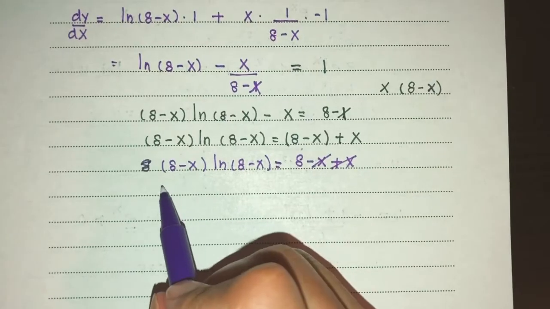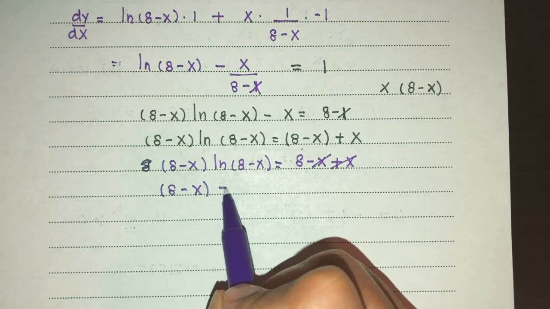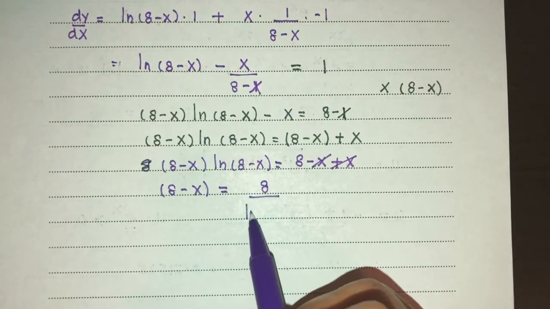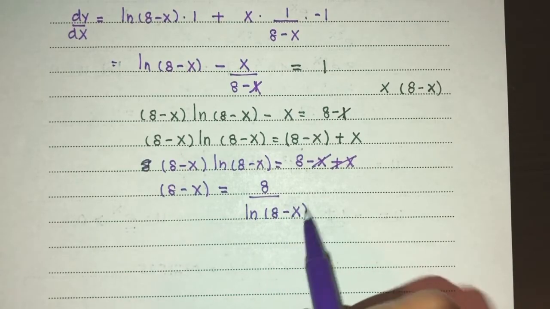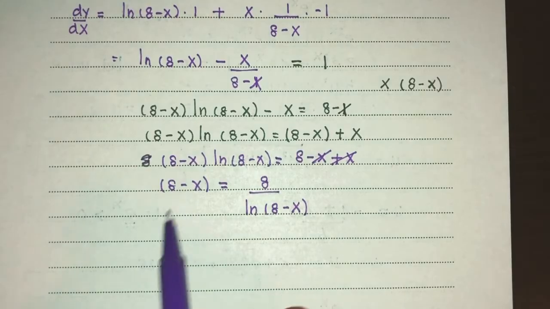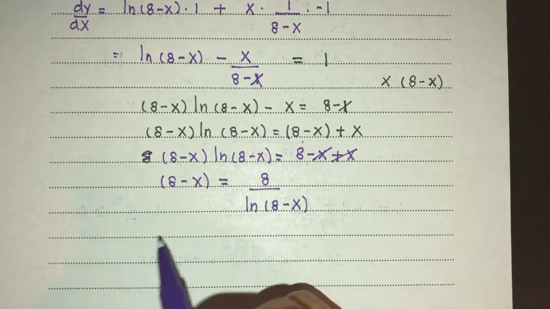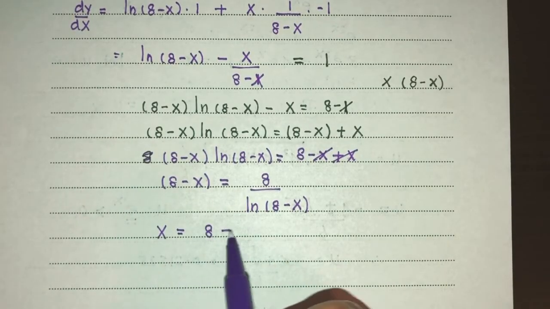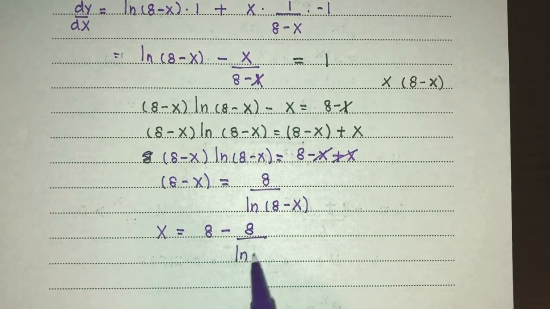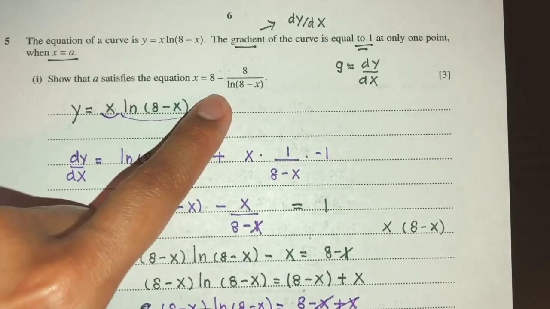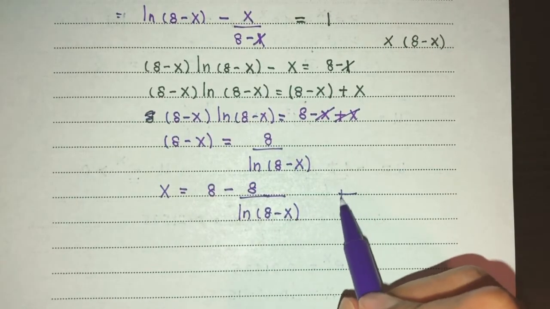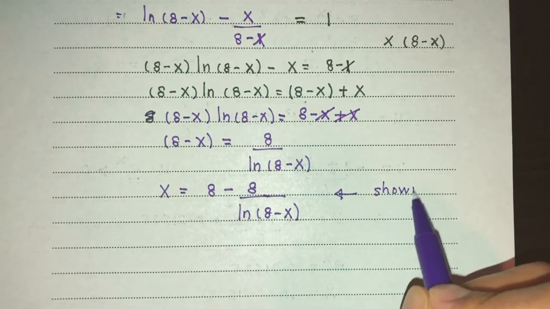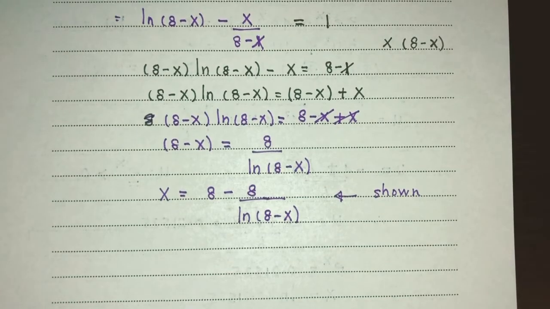Now you have 8 minus x is equal to 8 divided by ln of 8 minus x. So right now you have this. Now you have to make x the subject of the formula. So we send x over here, we send this over here, and you will have x is equal to 8 minus 8 over ln of 8 minus x. Okay, and this is exactly as shown here. So you can write down, this is shown as required. So this is for part 1. Now let's move on to part 2.